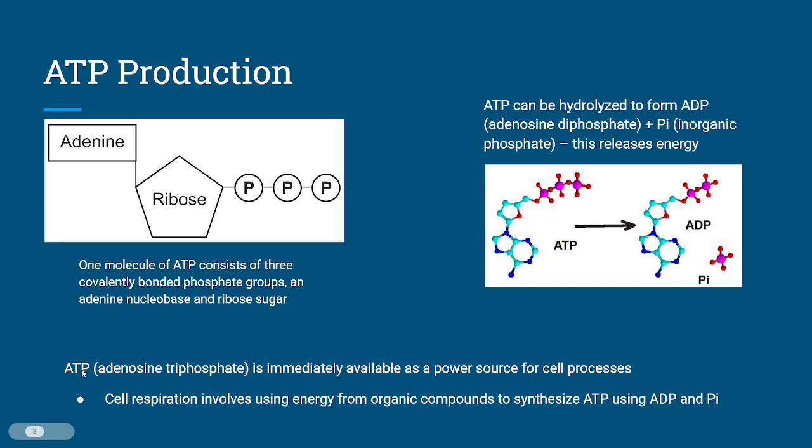ATP is immediately available as a power source for cell processes as this is broken down, but cell respiration also involves the use of energy from organic compounds to synthesize ATP using ADP and Pi, and once these are joined together, they will also require energy. However, breaking them back down will release high amounts of energy for the cell to be used again.